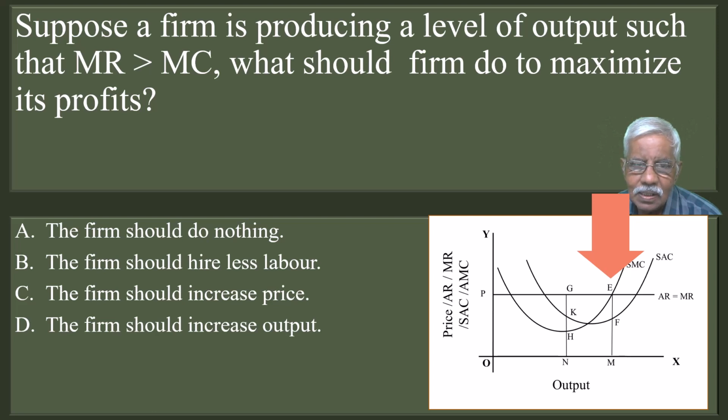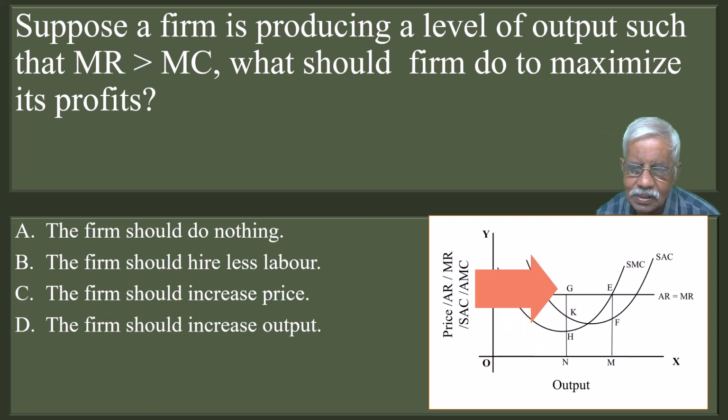Now, marginal revenue is greater than marginal cost. Such a possibility occurs when the firm produces n units. For the nth unit, marginal cost is nh, marginal revenue is ng. Marginal revenue is higher than marginal cost. What the firm should do to augment more profit or maximize its profit? It has to increase the output from n units to m units. D is the correct option. The firm should increase output.